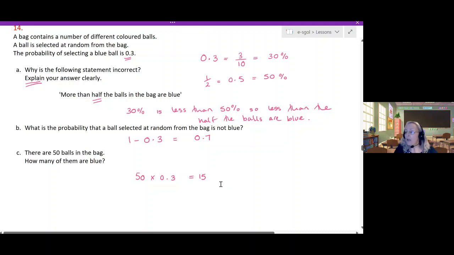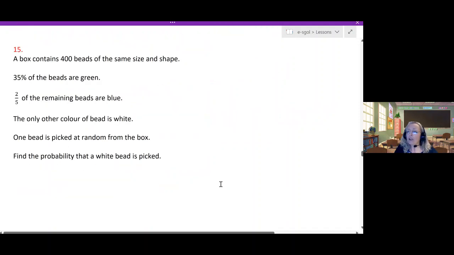Okay, I think we've got time to do another question. Let's have a look. Now, this one is quite involved, so we're going to have to read it carefully. It says, a box contains 400 beads of the same size and shape. 35% of the beads are green. 2/5 of the remaining, and that's an important word, 2/5 of the remaining beads are blue. The only other colour of bead is white, so we've only got green, blue and white. One bead is picked at random from the box. Find the probability that a white bead is picked.